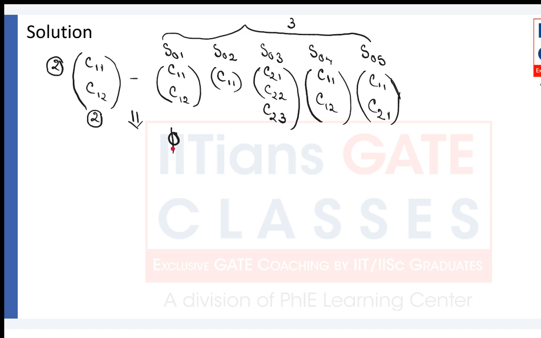Why is it empty? Because you're doing set difference. There are two elements, C11, C12. You're doing set difference with C11, C12. That's empty. For S02, what will be the answer? It will be only C12. You will exclude C11. What is the answer for S03? Both C11, C12. What will be the answer for S04? Empty. What will be the answer for S05? C12.